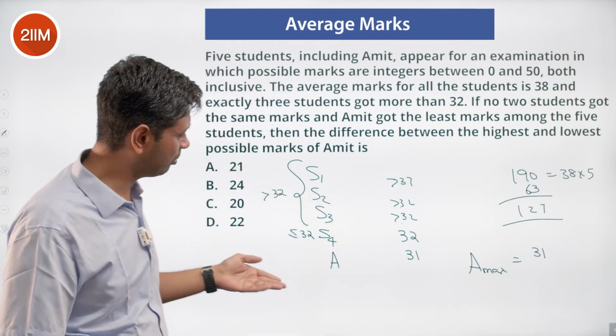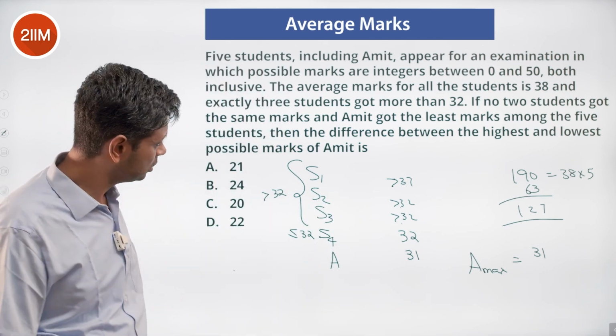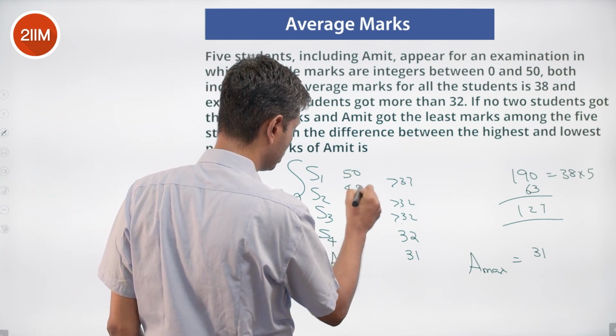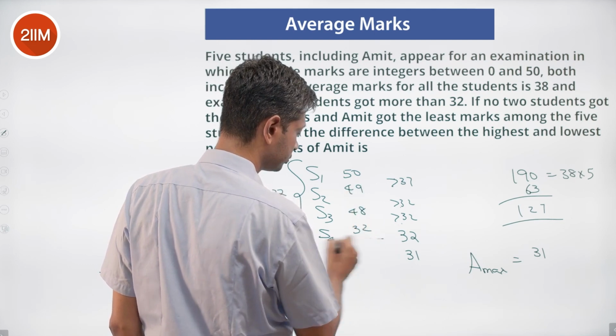Minimum. Amit has to be minimum. Everything else has to be as high as possible. So what do I put? I put this guy as 50, this guy as 49, this guy as 48, and this guy as 32.